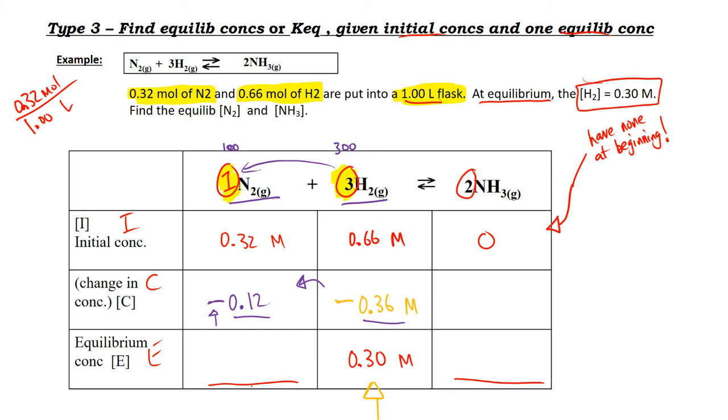Okay, I can actually finish this column. 0.32 is what I started with. I'm decreasing, negative, so decreasing by 0.12.